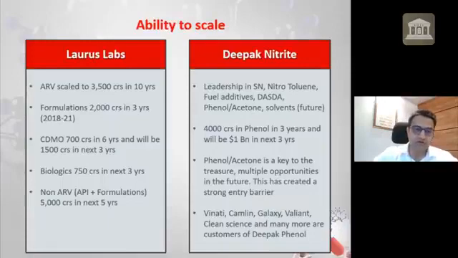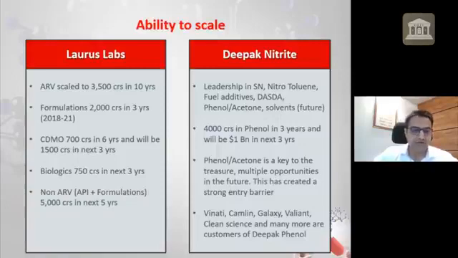If I look at their formulation, in 2018, the formulation revenue was 0. In 2021, the revenue for formulation was 2,000 crores. So in 3 years, they are able to scale up to 2,000 crores. CDMO, they are able to scale up to 700 crores in the last 6 years, and in the next 3 years, I expect it to be 1,500 crores. In biologics, they recently acquired Richcore Lab 1.5 years back, and they are aiming to make it 750 crores in the next 3 years.